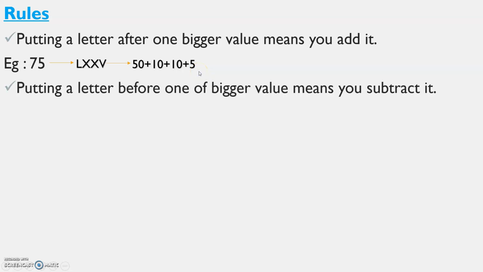Second rule: putting a letter before one of bigger value means you subtract it. Here, when you put it after, you're adding; here you're going to put it before. Example: 40, we write it as XL. Now see, L is 50 and X is 10. So here we are going to subtract it. So I'll subtract: 50 minus 10, which gives you 40.